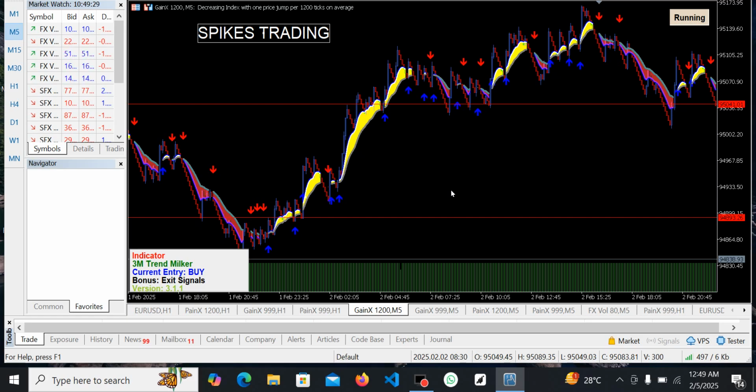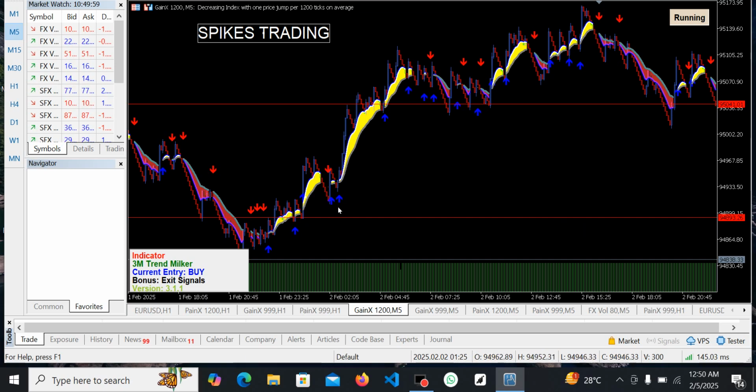Okay, spikes trading is so sweet. But before you can trade spikes, you must know the direction of the trend. Trading spikes on GainX is different from that of PainX. For GainX it goes up, while for PainX it crashes down. For GainX it spikes up, for PainX it crashes down. So these are two different things.